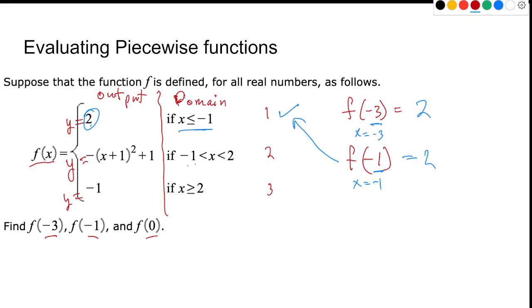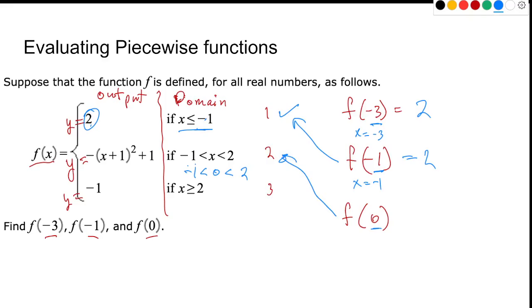Finally, I come to the last one, f of 0. And again, I look at the x value being 0, which domain? Well, I don't use the first one anymore because 0 is not less than or equal to -1. But here, between -1 and 2, 0 is right in the middle. This is a true statement now. So for this one, I use number 2.